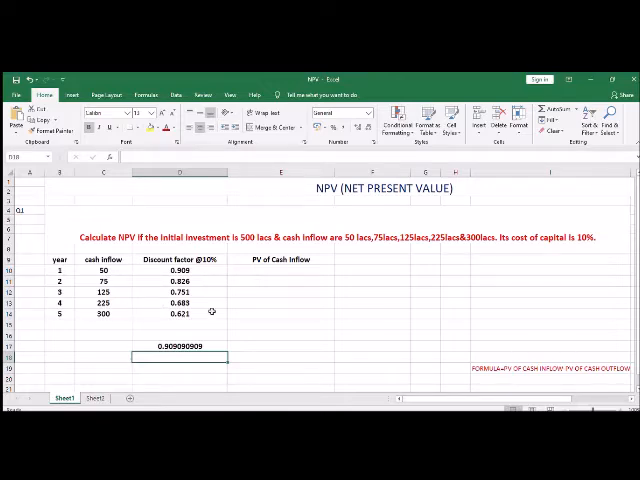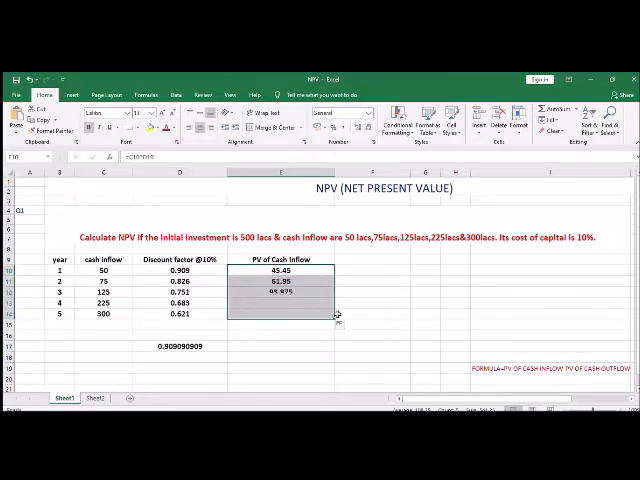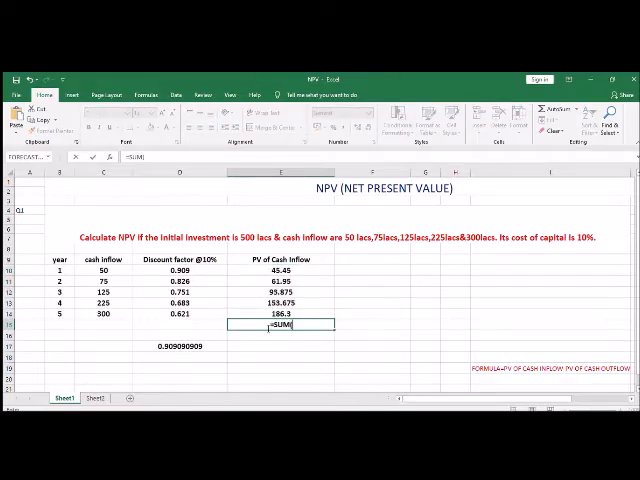Now to calculate the PV of cash inflows, which is equal to cash inflow into discount factor. Enter. The PV of cash inflow for year 1 is 45.45. We just have to drag down this cell to calculate all the respective PV values for year 1 to 5. Now we calculate the sum of all the PV cash inflows from year 1 to year 5. Enter. So the sum of all PV cash inflows is 541.25.